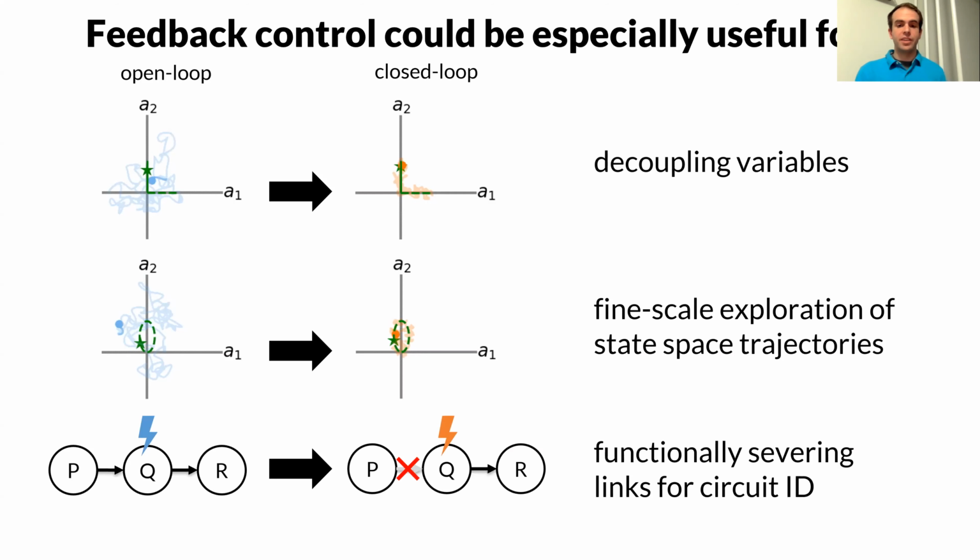Also for circuit identification problems, if you think of clamping the activity at a node, it is equivalent to severing the input functionally, because the inputs to that node are no longer propagated downstream. So it could be useful for circuit identification. Adam Willits is studying this extensively, so keep an eye out for a paper from him.